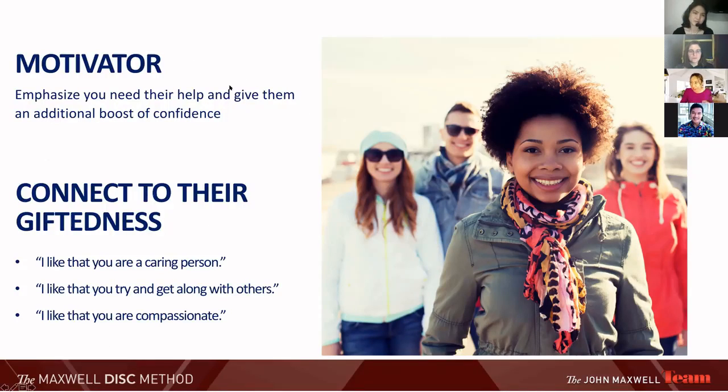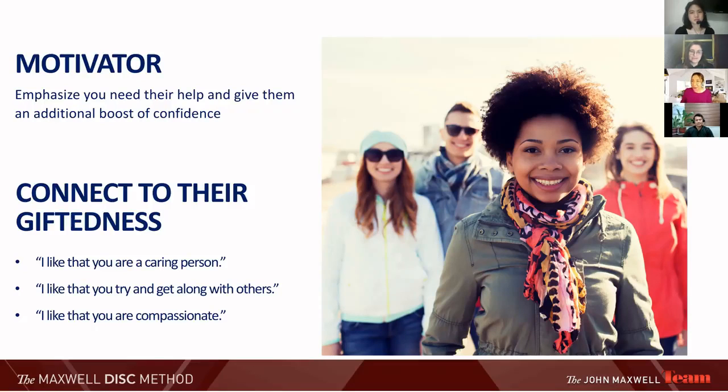If you want to motivate an S-wired person, what you do is this: you emphasize you need their help, because they actually want to support, and you capitalize on their strength. So emphasize you need their help and give them an additional boost of confidence. So always say, I like that you are a caring person. I like that you try. At least you try. And you get along with others. And I like that you are compassionate.